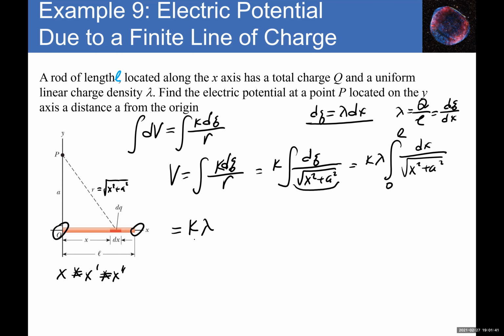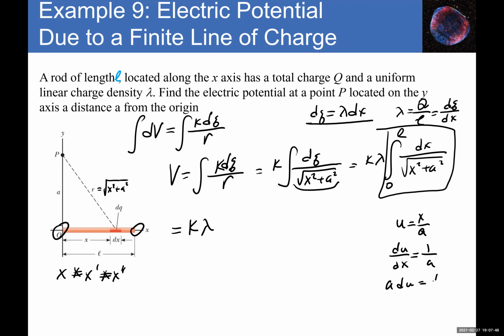So then it's k times lambda times this integral. All right, so this is not a straightforward integral, so I'm going to just go ahead and give you the answer. But the idea is that for this type of integral, there requires a couple of substitutions. First, we can say u equals x over a, which then gives us du/dx equals 1 over a, or a du equals dx.